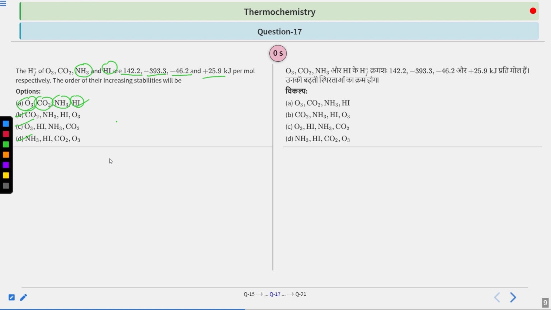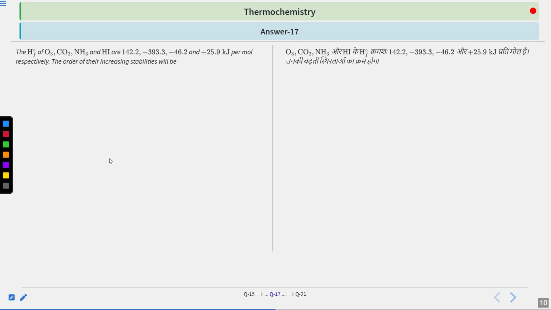Okay. Hope you have tried to solve it. It's a very easy question. You can easily solve it in the given time. Now moving on to the question. The question is saying that the enthalpies of formation for all of these are given.